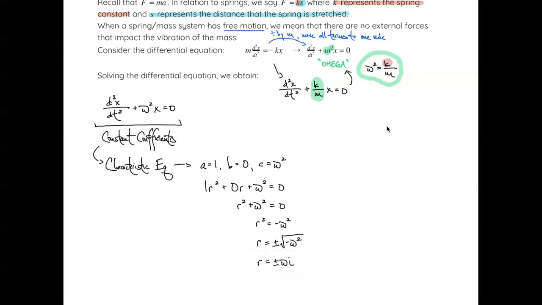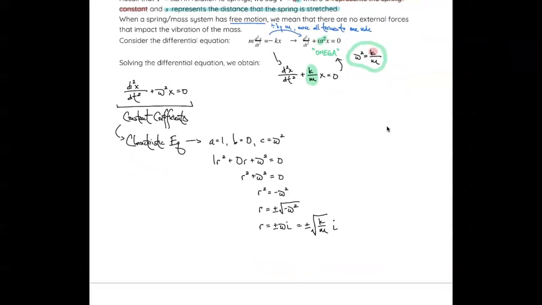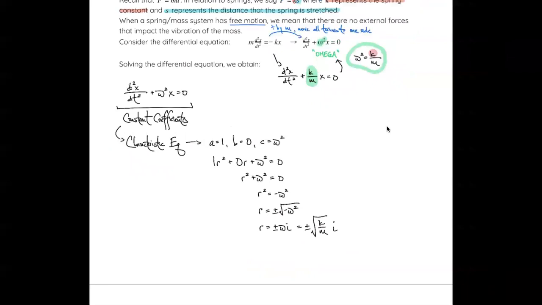This would be the same thing as saying plus or minus the square root of k over m times i. They're not different from each other, but it is, I would say, purely out of convenience that folks choose the one on the left-hand side so that they don't have to write a square root symbol and a fraction underneath there.